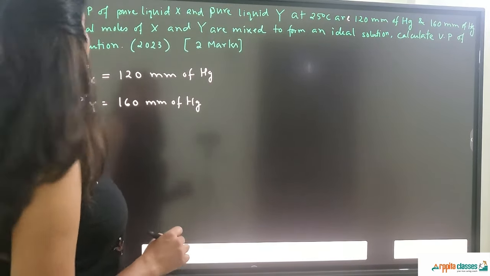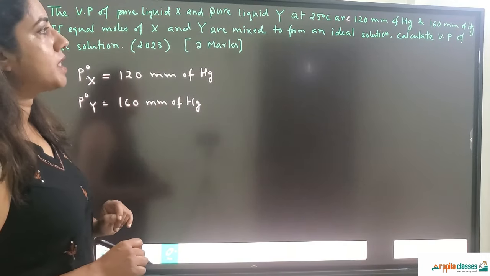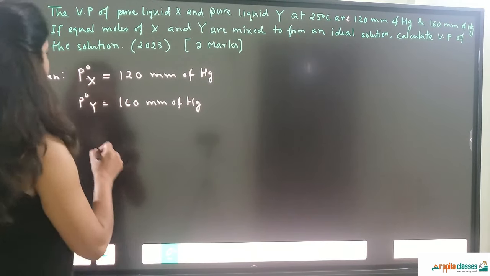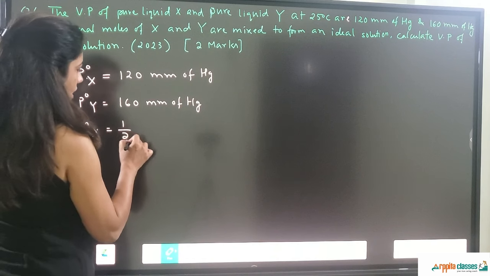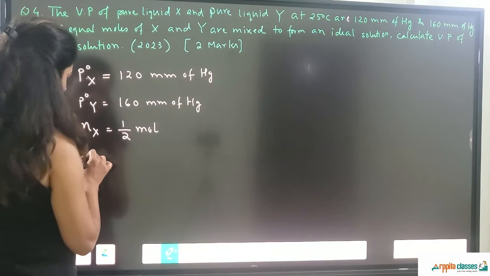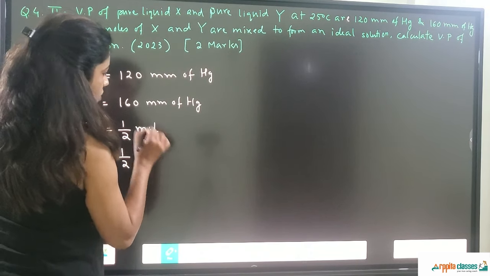Okay. If equal moles of X and Y are mixed to form an ideal solution, equal moles means Nx is equal to half mole, and Ny is also equal to half mole, because total number of moles will be 1.